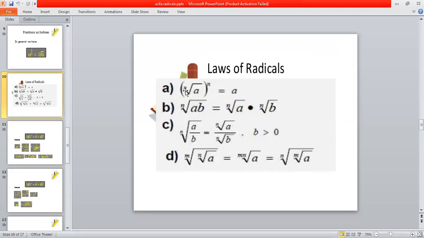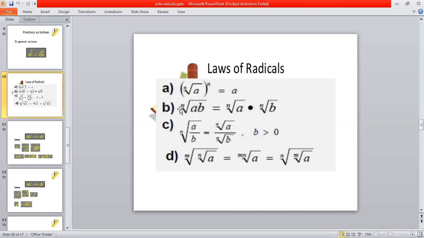It means if the index of radical and the power are the same, both are the same, then the radical comes out of the radical sign, and the radical is removed. So remember it: if the index of radical and the power are the same, then the radical comes out from the radical sign and the radical is removed.